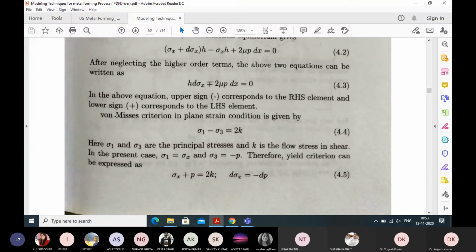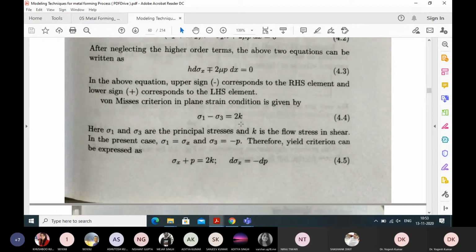yield criteria. You might have studied under your manufacturing process course the von Mises criteria and the Tresca yield criteria. Consider the principal stresses in the x direction, y direction, and z direction as sigma 1, sigma 2 and sigma 3. We are considering the principal stress in the x direction as sigma 1 and in the y direction as sigma 3. Under von Mises criteria, we know that sigma 1 minus sigma 3 equals 2k.